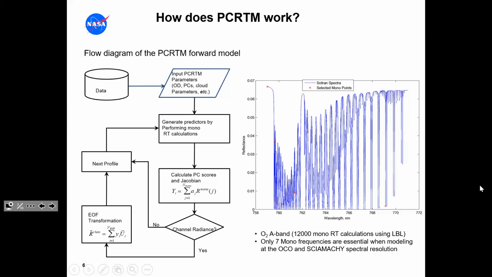I can regenerate each of these lines by linearly combining these 7 points, and then we basically calculate the PC scores, which is here, PC scores. Okay, so we get the PC scores, and the PC scores we'll use for the retrieval too. But if you want to get the channel radiance, you just do an EOF transformation, because you just use the magnitude combined with the eigenvector, and you will get the channel spectral. Okay.